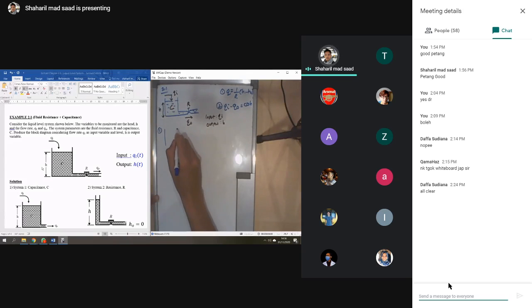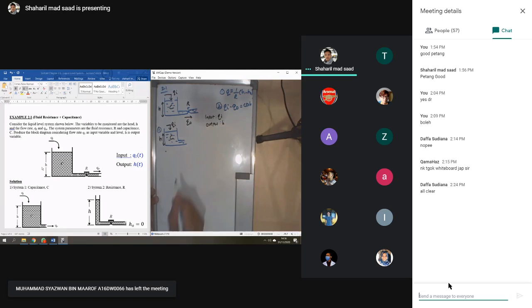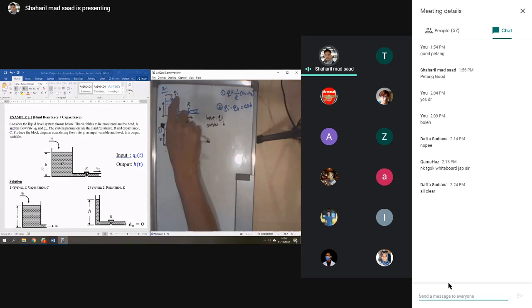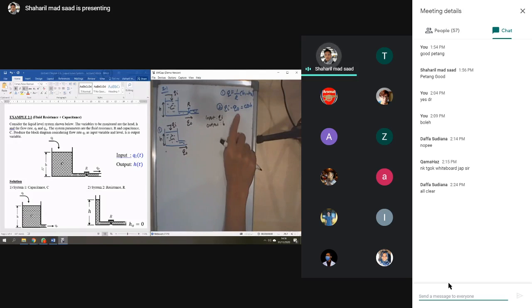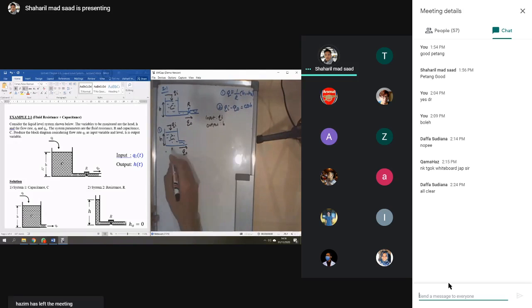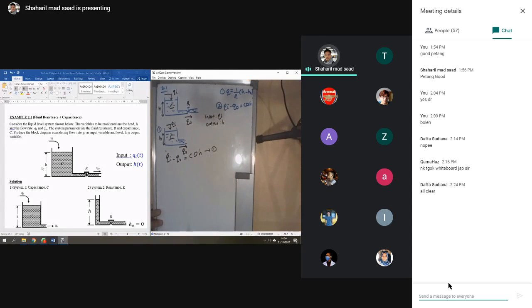So the block diagram of the system will be like this. Okay. And you have C here. Then you have the Qi, and then this one you have the H, and this one you have the Q naught. Okay. First, look at this one first. Okay, capacitance. So of course you will use the equation number 2. Okay, so Qi minus Q naught is equal to C dH. That's it. This is the equation number 1. Okay, so far so good.